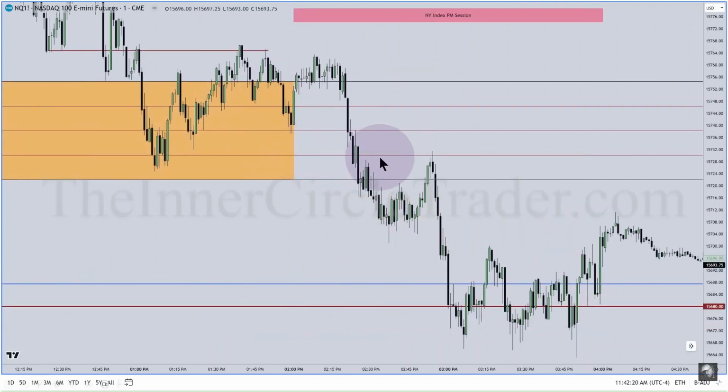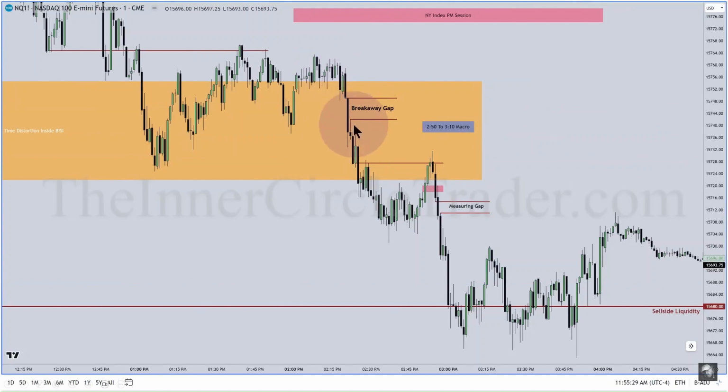Okay, so here's the lower quadrant, or 25% of the range that's shaded here. So here's the high, 75% of that range, 50% of that range, 25% of that range, and the low of it. So the market trades up into that. And we'll come back to that in a second. But let's go back up into here and look at some of the details.